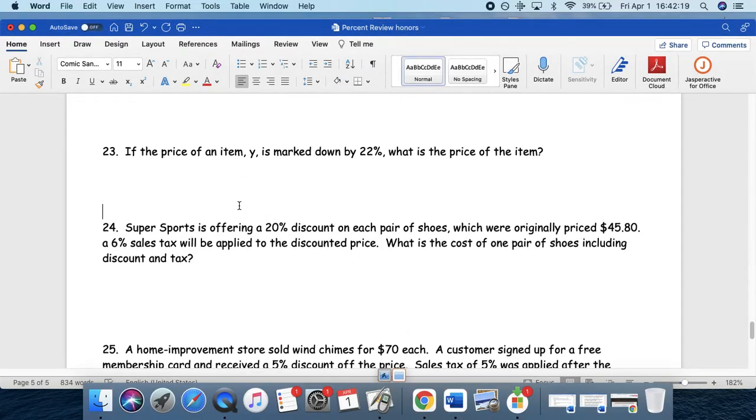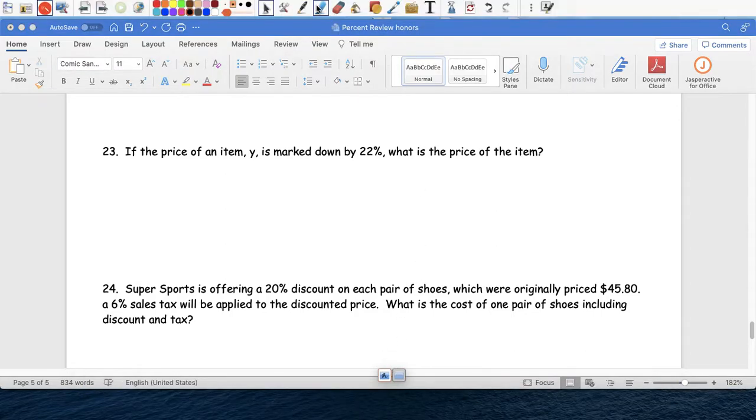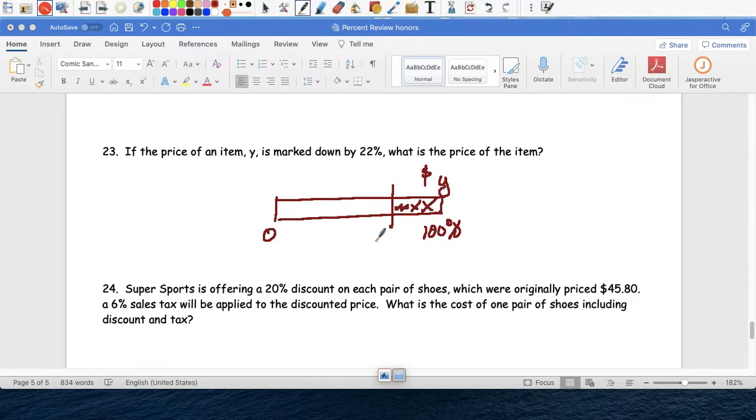23. The price of an item Y is marked down by 22%. What is the price of the item? So again, bar model. 0, 100%. So right now the price is Y dollars. Okay. So if they take away 22%, 10, 20, 21, 22, you're left with 78%.